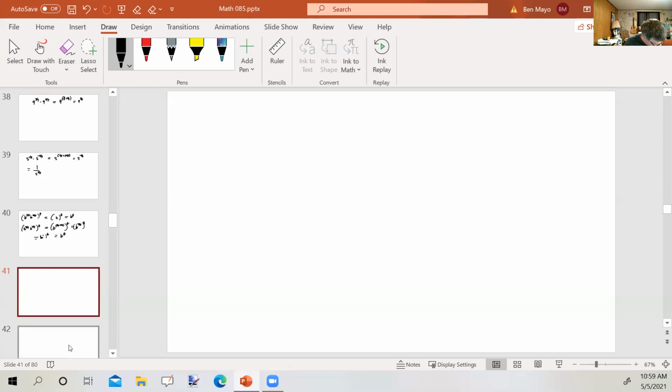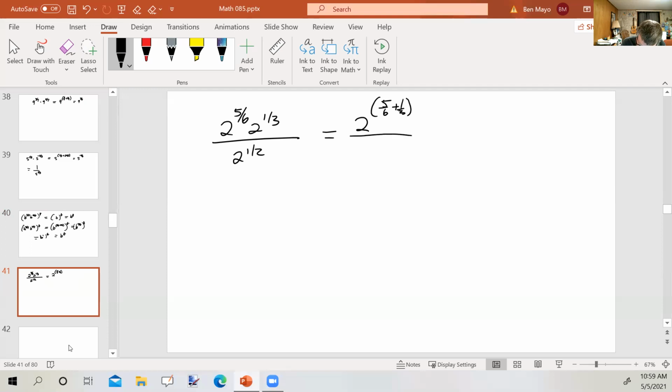All right, let's see here. 2 to the 5/6 power times 2 to the 1/3 power over 2 to the 1/2 power. So in the numerator, we're multiplying two powers with the same base. So we're going to add the exponents and attach it to that common base.